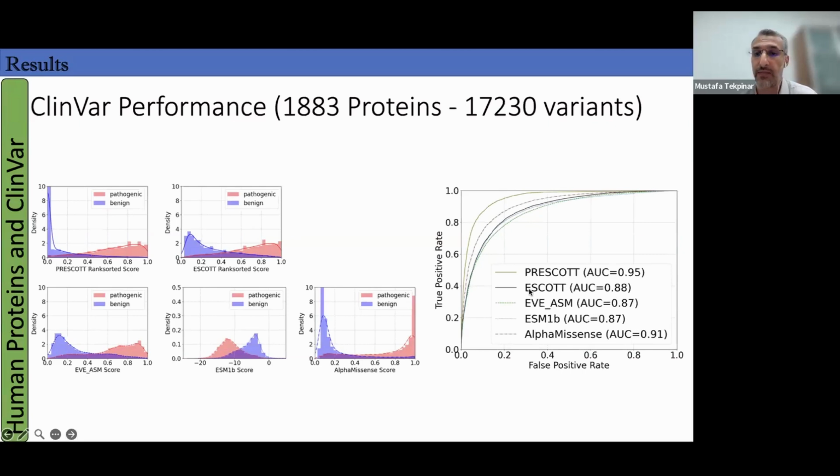As you see, the AUC for the PRESCOTT score is 0.88. But when we include population information here, we can see that the PRESCOTT score improves and becomes 0.95. It becomes the PRESCOTT score basically. And the AlphaMissense score is 0.91. And then even ESM1b, at least for this data set, was generating quite similar results, 0.87.